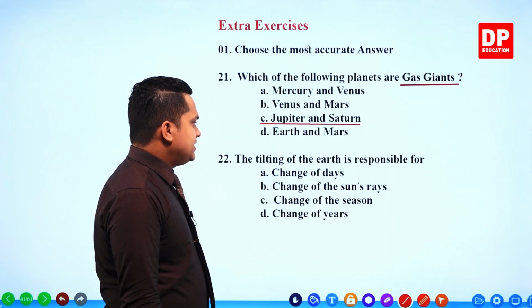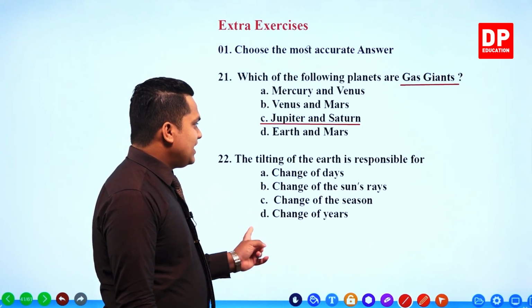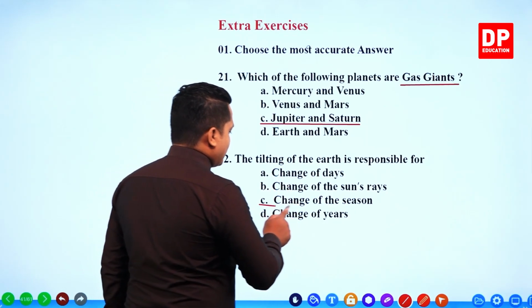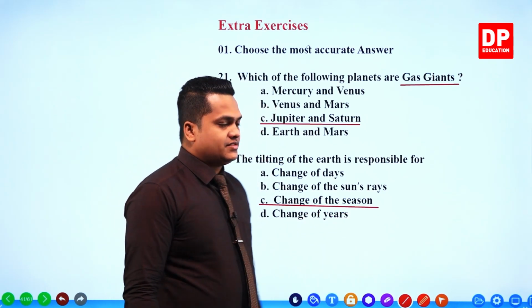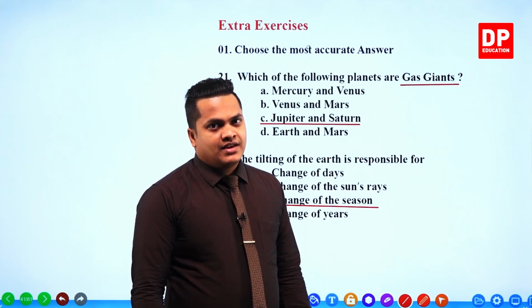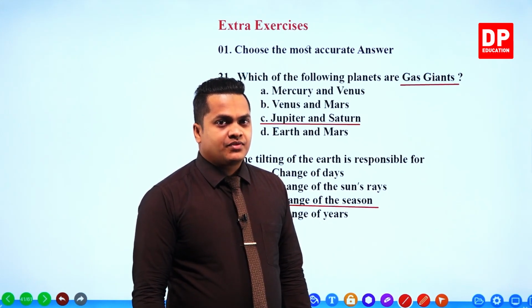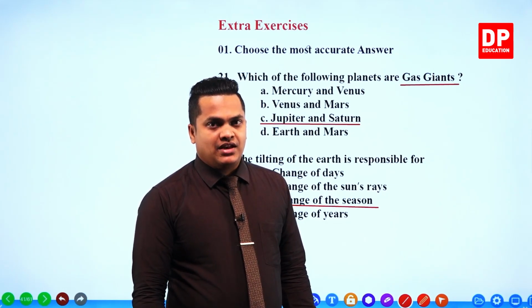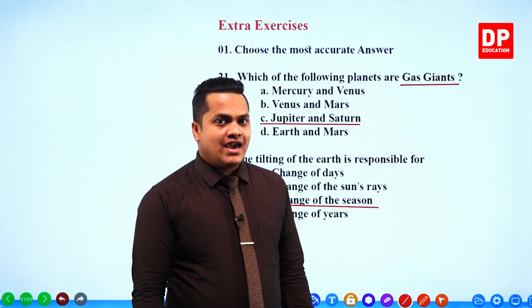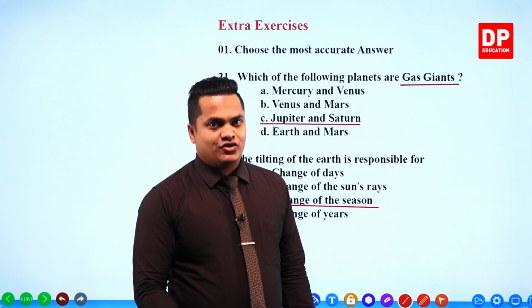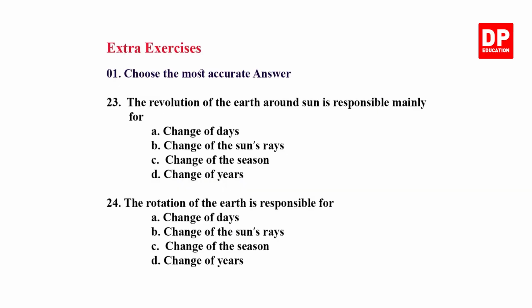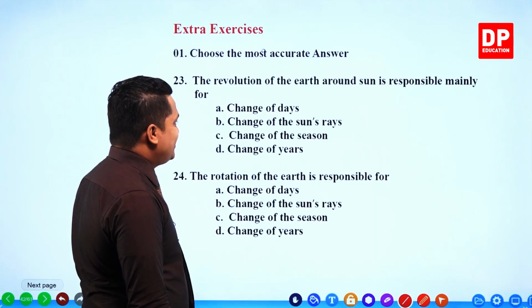Change of the seasons. So tilting of the Earth is responsible mainly for what? Change of the season, right? Actually, this tilting is the main reason for having seasonal changes. So change in seasons occurs, my dear children, mainly because of the tilting. So tilting helps to cause seasonal changes.